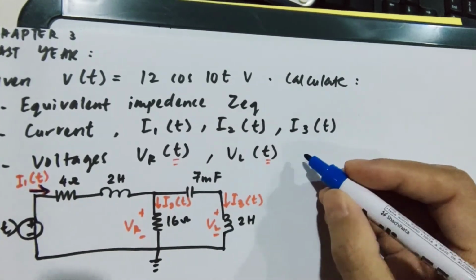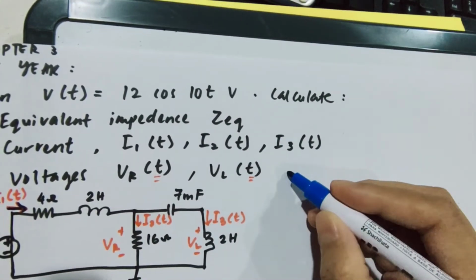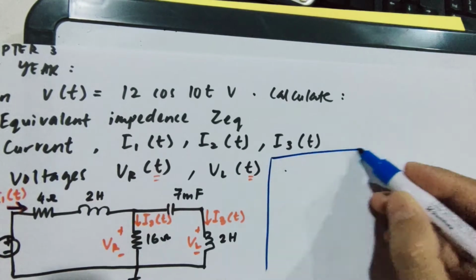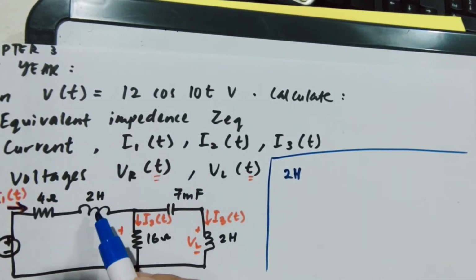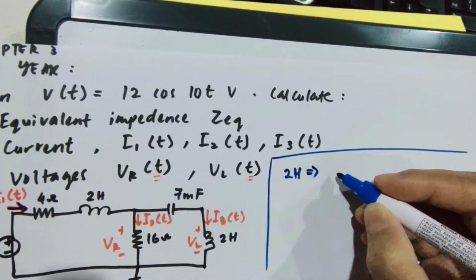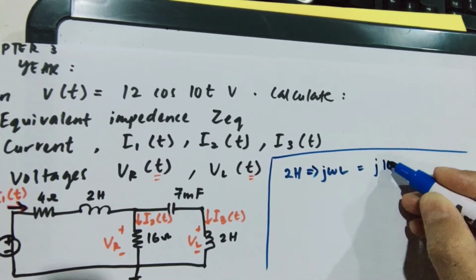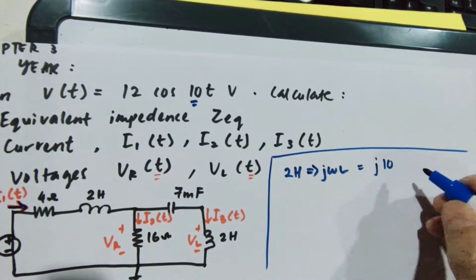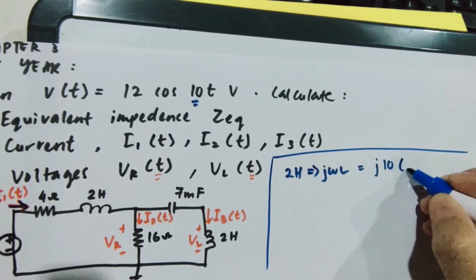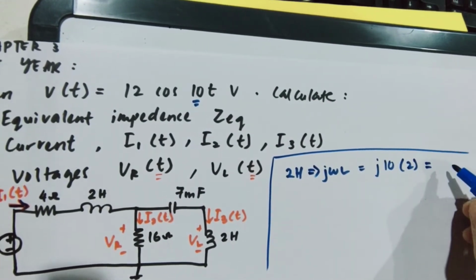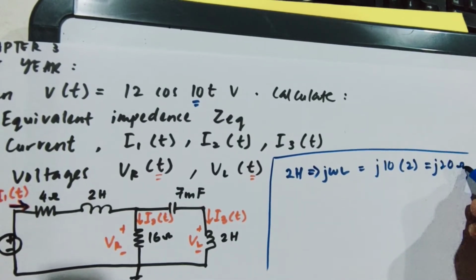So this is for the 2 Henry inductor, using the formula j omega L. Omega is 10, and our L is 2 Henry. So you get the value j20 ohm.